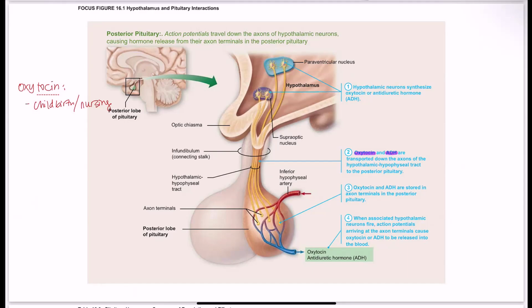Oxytocin is also released and allows for milk ejection. So, uterine contractions and also milk ejection from the breast during breastfeeding. And this is a reflex-based thing. So the act of suckling causes oxytocin release, which then allows for the letdown or the release of milk. We'll talk more about this in the repro unit.